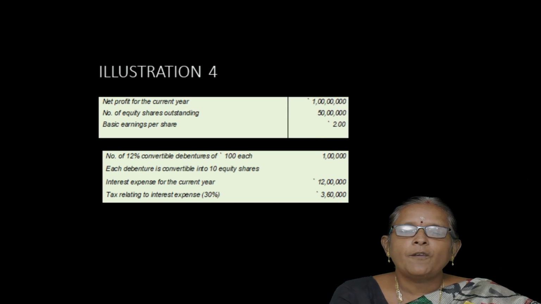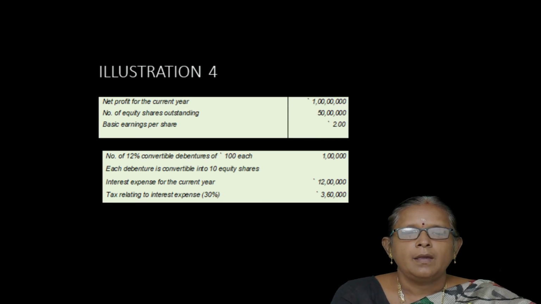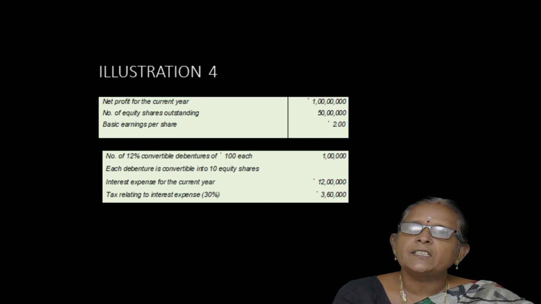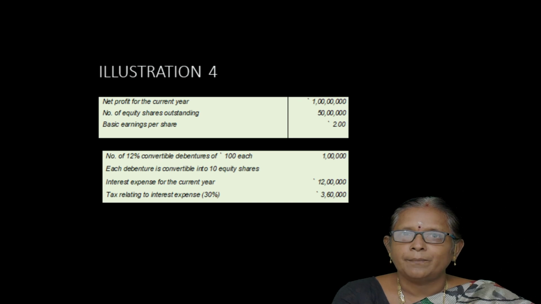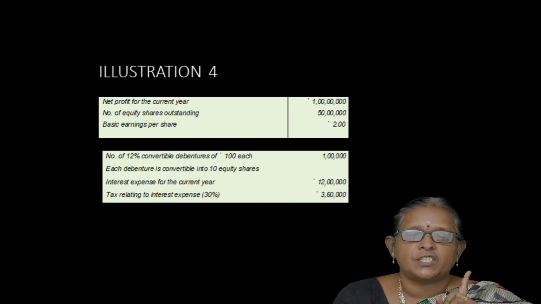Net profit for the current year is 1 crore. Number of equity shares outstanding is 50 lakhs. Basic earnings per share, we know, is 1 crore divided by 50 lakhs, that is rupees 2 per share. But now there are some convertible debentures in the company, and this year they are going to convert the debentures into equity shares. So from the next year onwards, the earnings per share will be diluted. The number of 12% convertible debentures of rupees 100 each is 1 lakh.